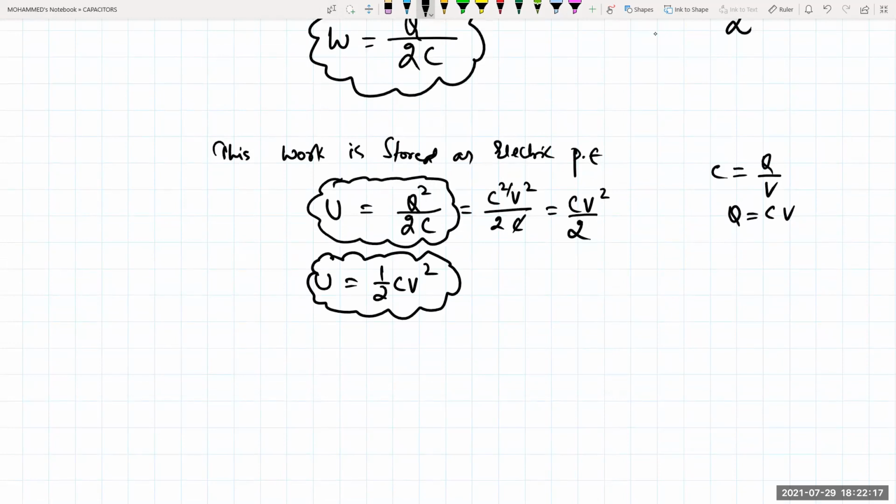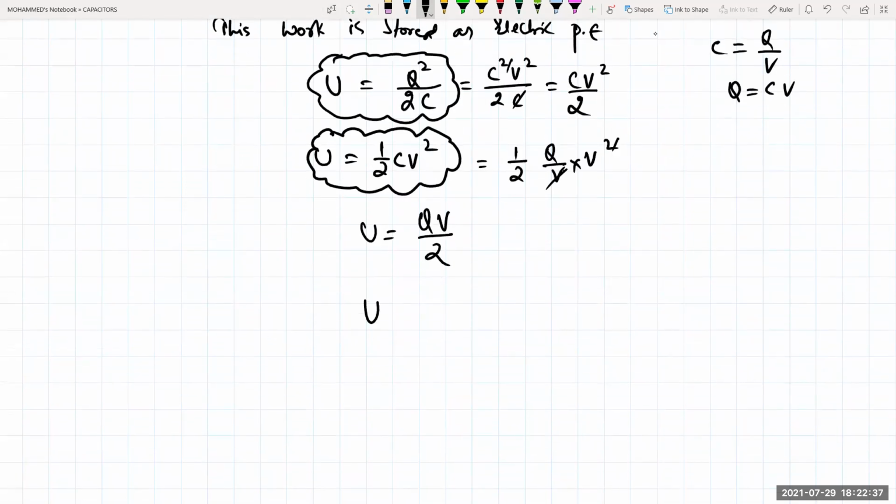So this can also be written as, right now, U is equal to, if I simplify this one, half into, can I write C in terms of Q by V? C is equal to Q by V into V square. This V and this square will get cancelled. So this is also equal to Q into V divided by 2. Means U is equal to half into Q into V.